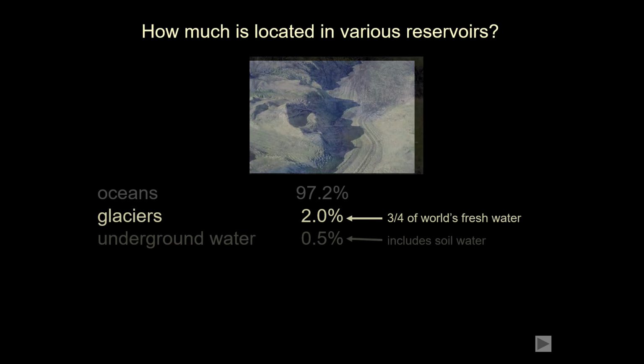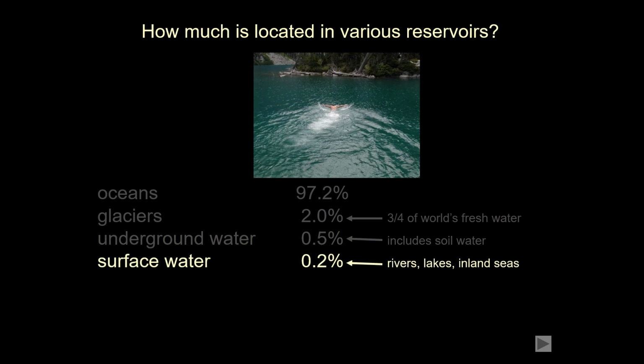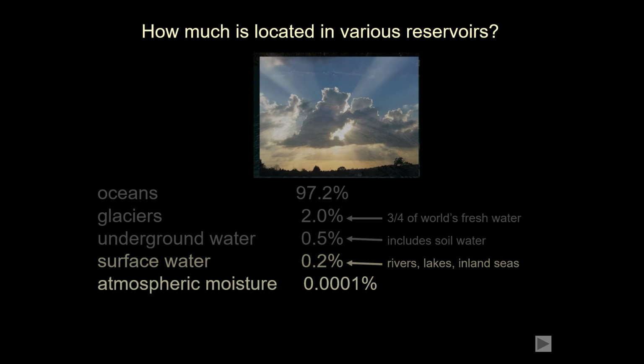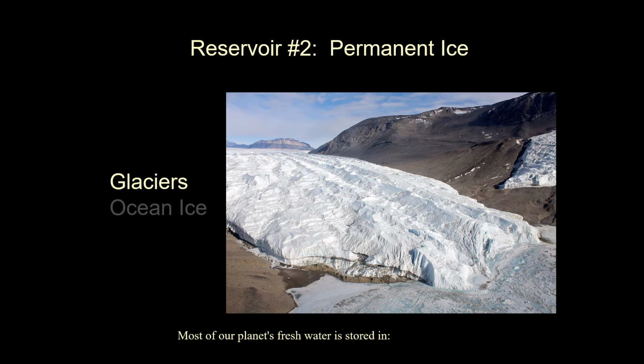We have underground water, very tiny. We have surface water, less than that. We have atmospheric moisture, very very tiny, and also biological moisture, which is very small. So make sure that you understand the different reservoirs of water.